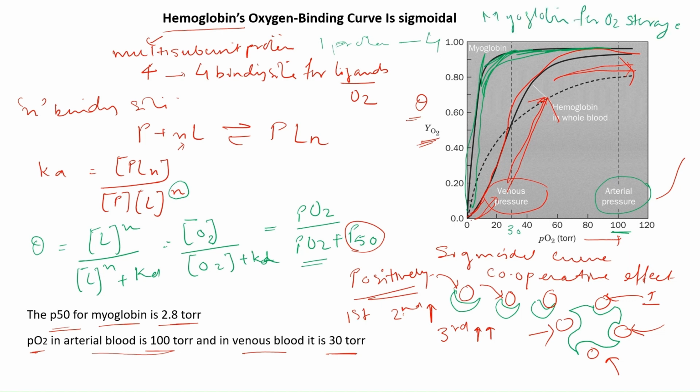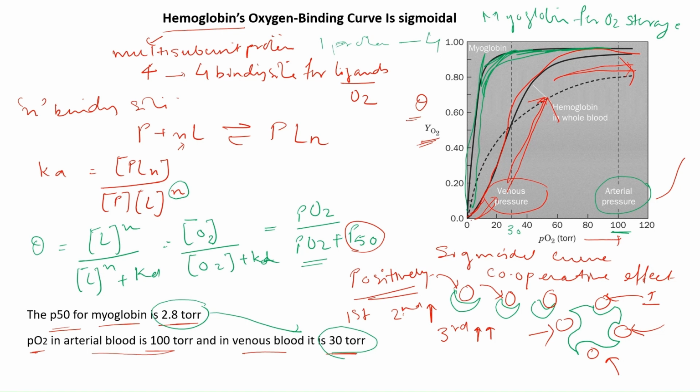As you all know, in the arteries oxygenated blood flows, and in the veins deoxygenated blood flows. But in the veins also, the pressure is 30 torr, which is much higher than the P50 of myoglobin, which is just 2.8 torr. So whether we talk about arterial blood or venous blood, myoglobin will always remain fully saturated. Hence, it functions better for oxygen storage.